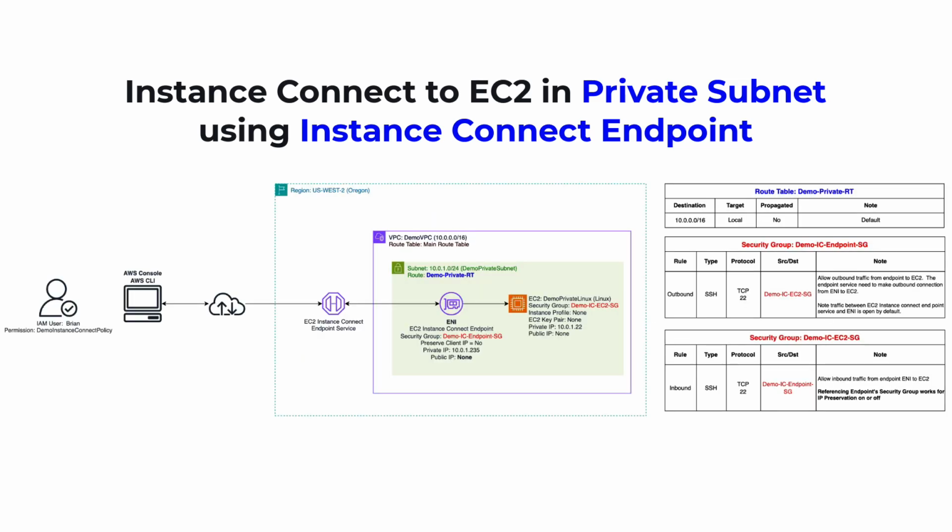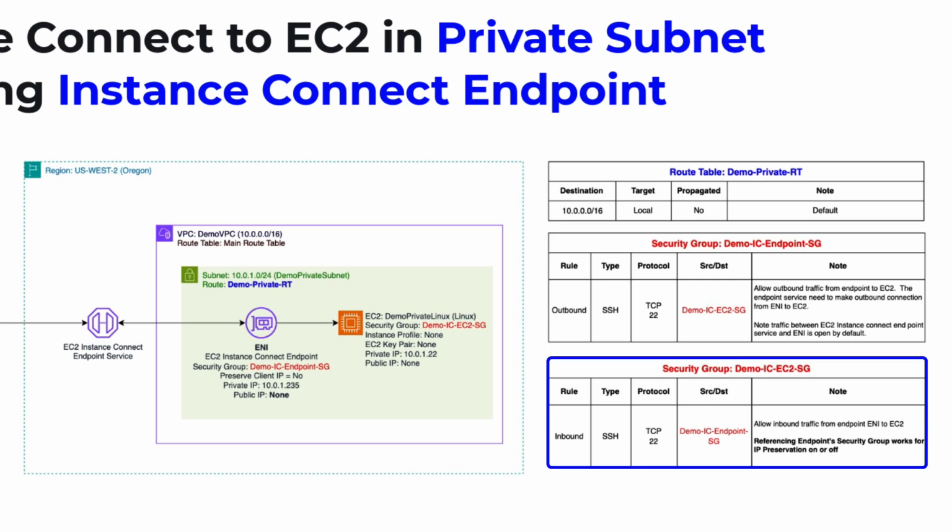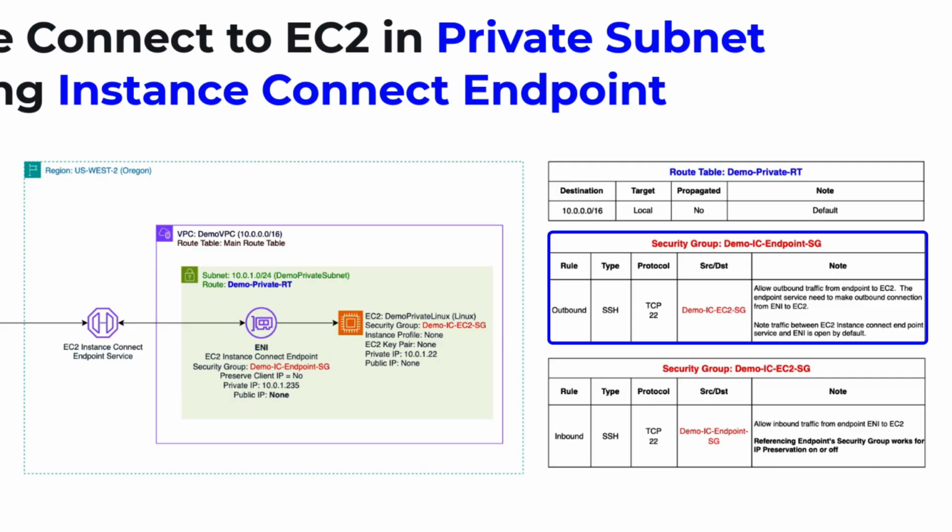The next thing I'm going to do is create two new security groups. First is Demo Instance Connect EC2 Security Group, which I will use to control traffic for my EC2. Next is called Demo Instance Connect Endpoint Security Group, which I will use to control traffic for the Elastic Network Interface the Instance Connect Endpoint will deploy.